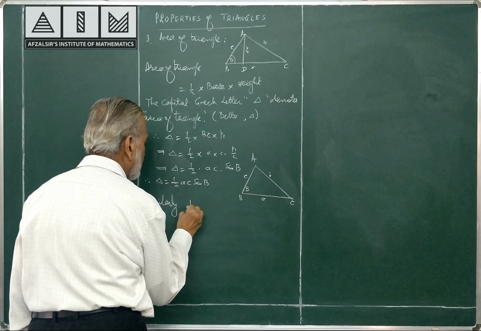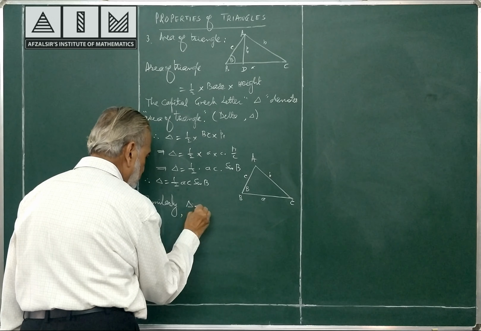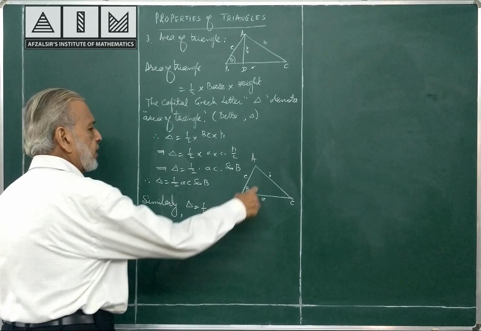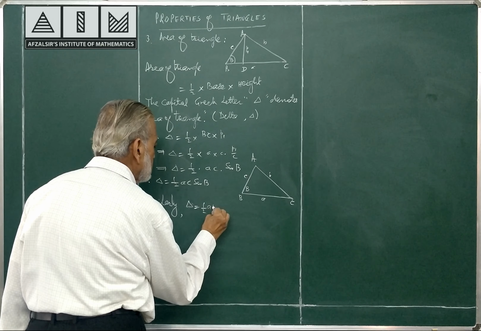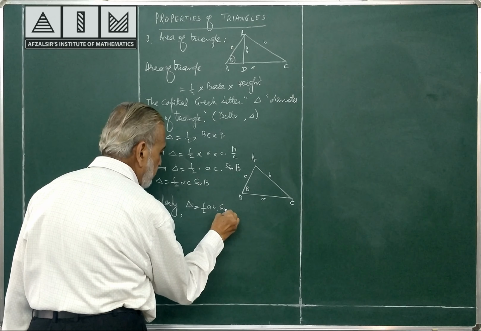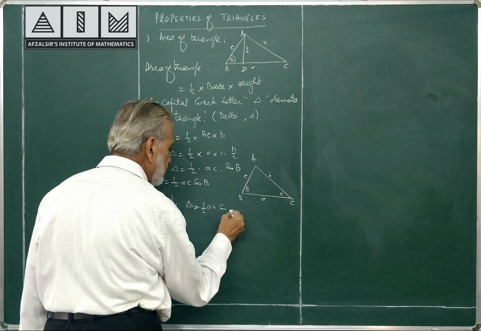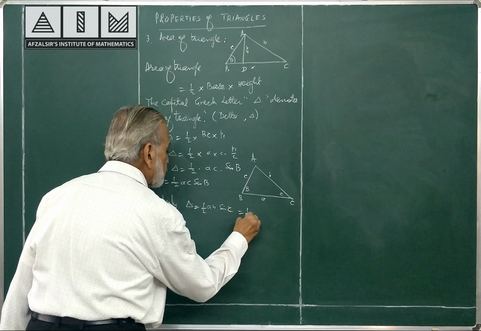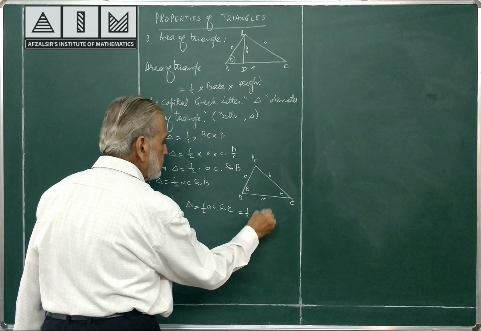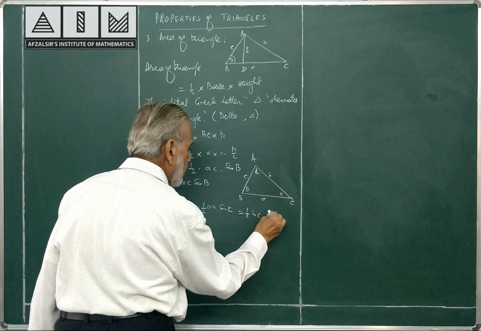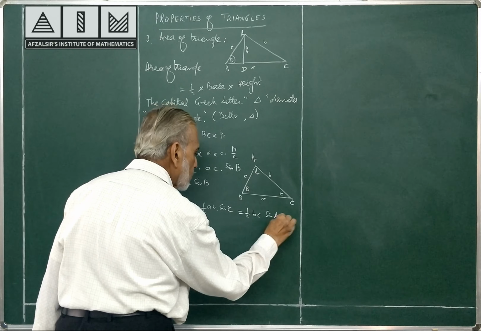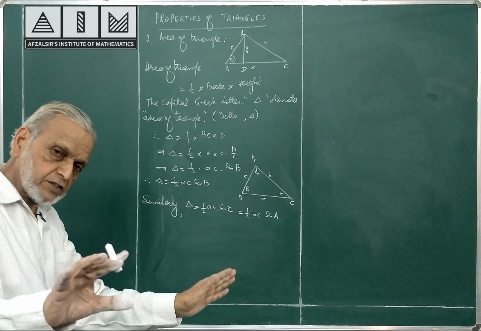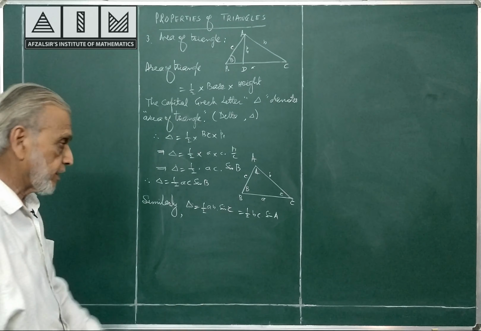Here, area of triangle is equal to 1 by 2. You can take any two sides now, any two sides. I will take AB. Then sine of the included angle. Or you can take other two sides, BC, sine of the included angle. So, area of triangle is equal to 1 by 2 product of any two sides multiplied by sine of the included angle. I am writing it now.